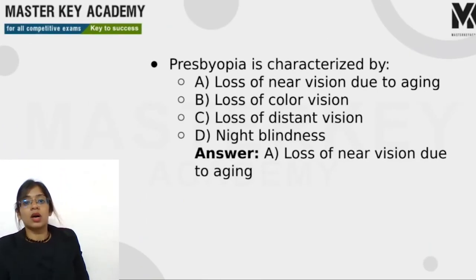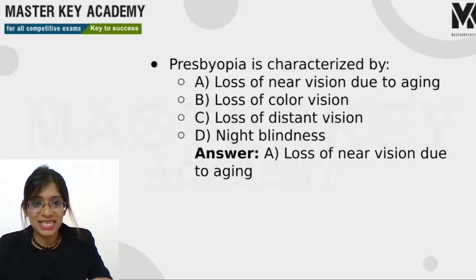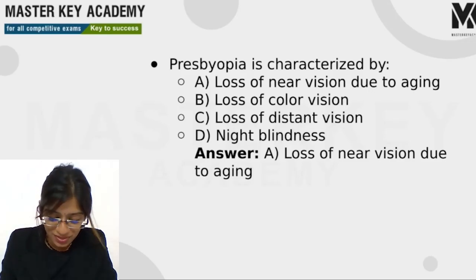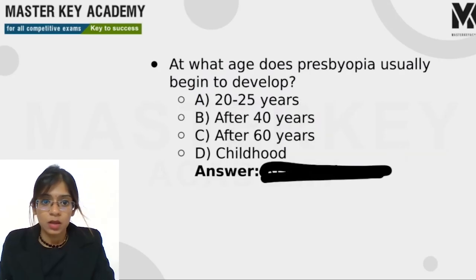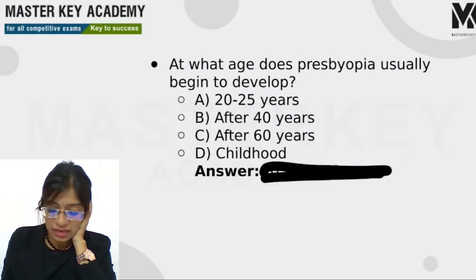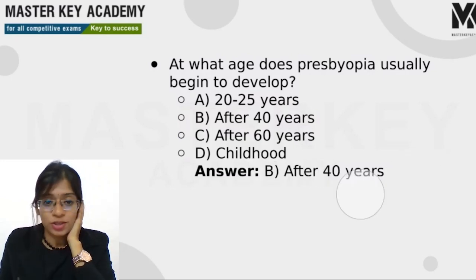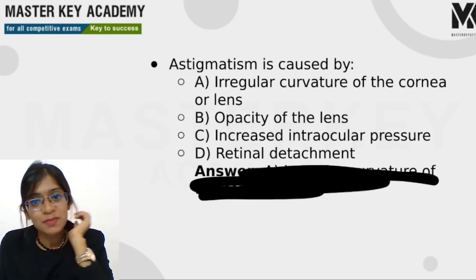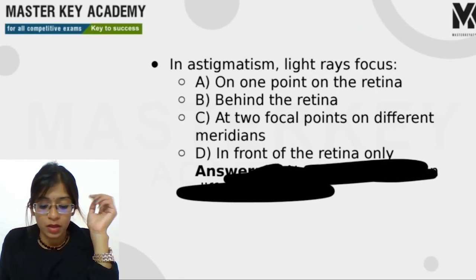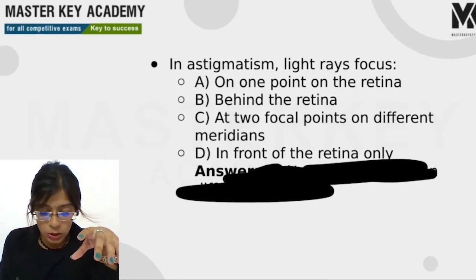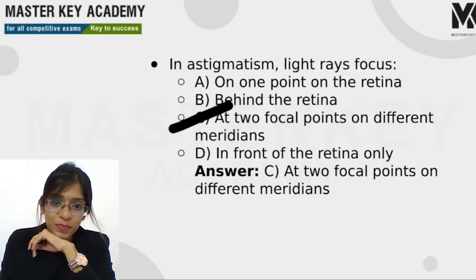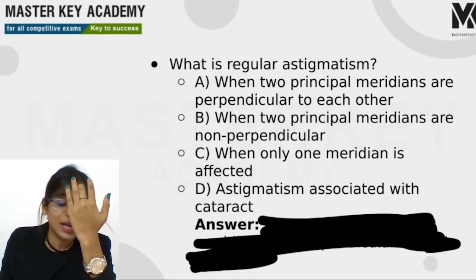Now, presbyopia is characterized by, the answer is already here: loss of near vision due to age, A. The next question, guys: at what age does presbyopia usually begin to develop? We just learned it. It's after 40 years of age. Astigmatism is caused by irregular curvature of the cornea or the lens. In astigmatism, light rays focus at two focal points in different meridians. That's the answer. Now, what is regular astigmatism?